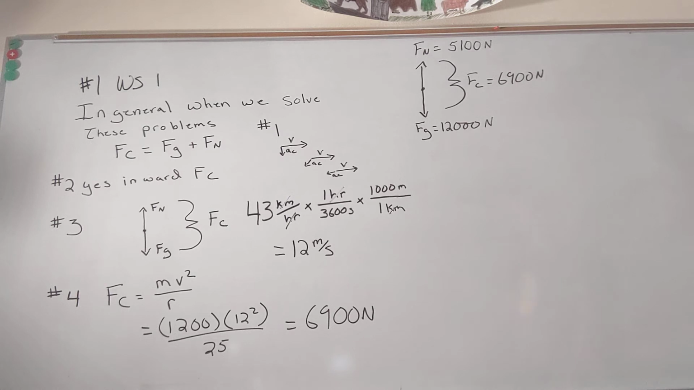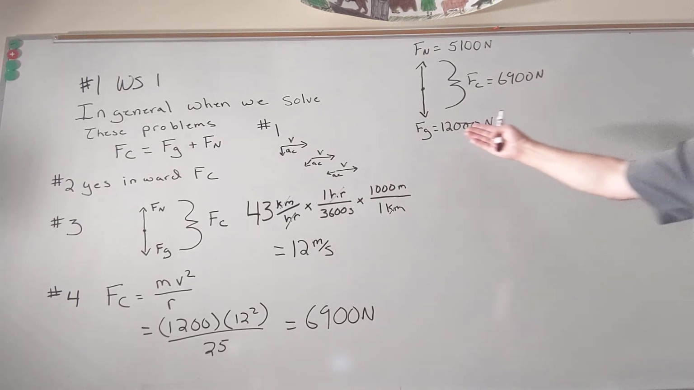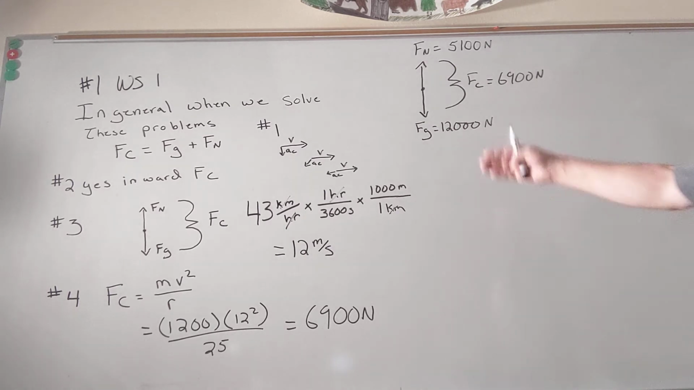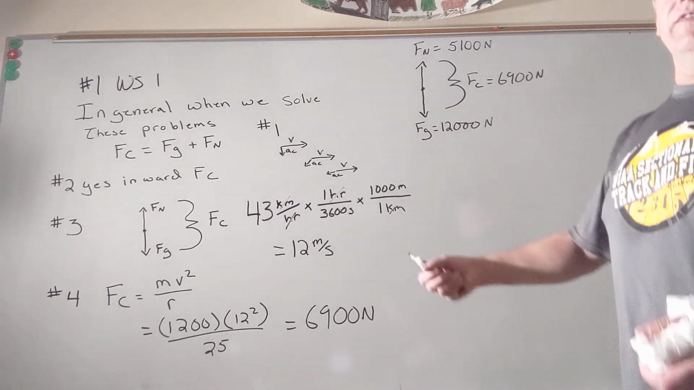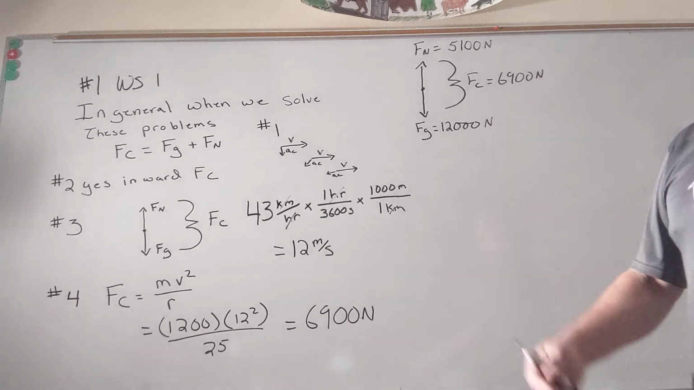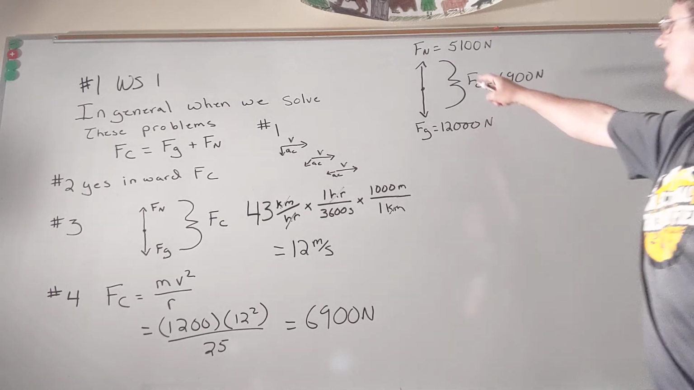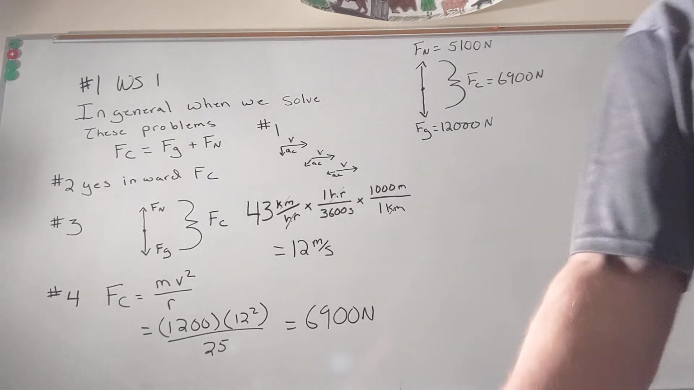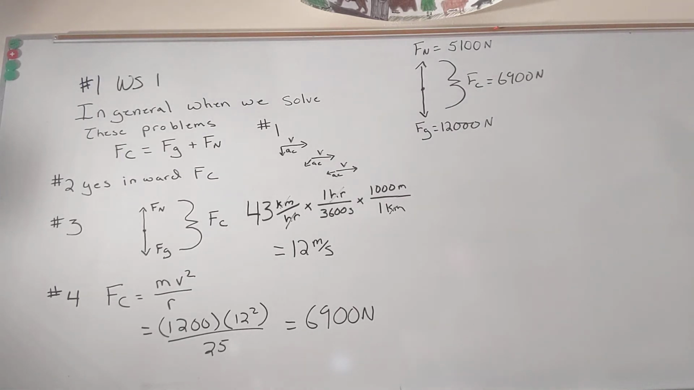And this seems to make sense to us, because you should feel like you weigh 12,000 newtons. But because you're going over the hill, you've all experienced that upward sensation when you're going over the top of a hill. Your normal force is less. If you were sitting on a scale in this car, you would weigh slightly less when you got to the top of the hill. This is what these sorts of problems teach us.